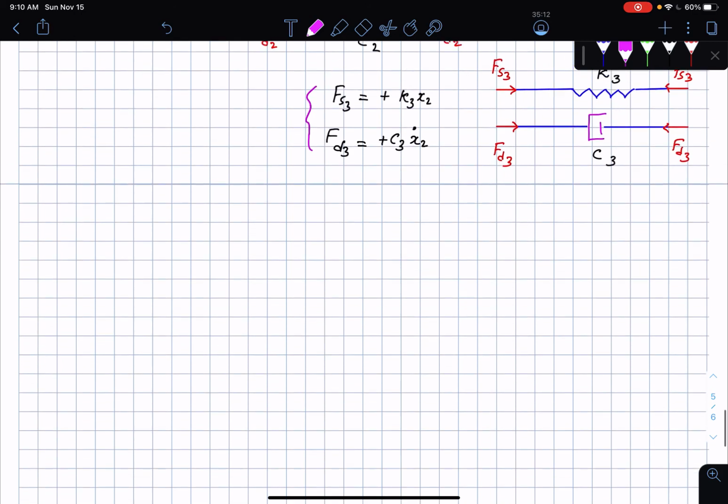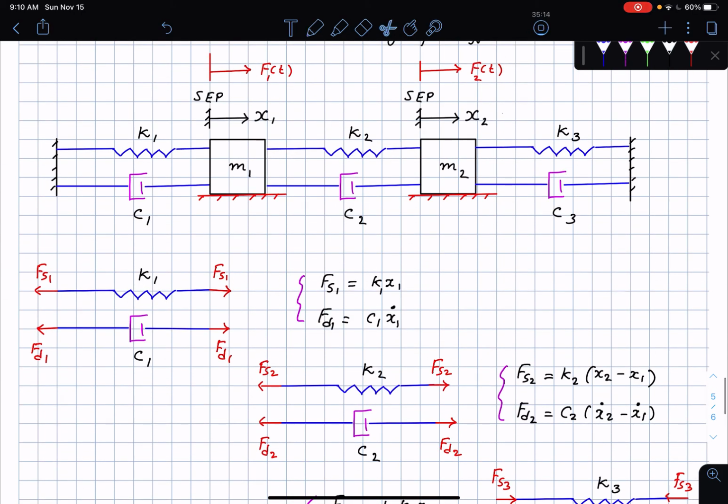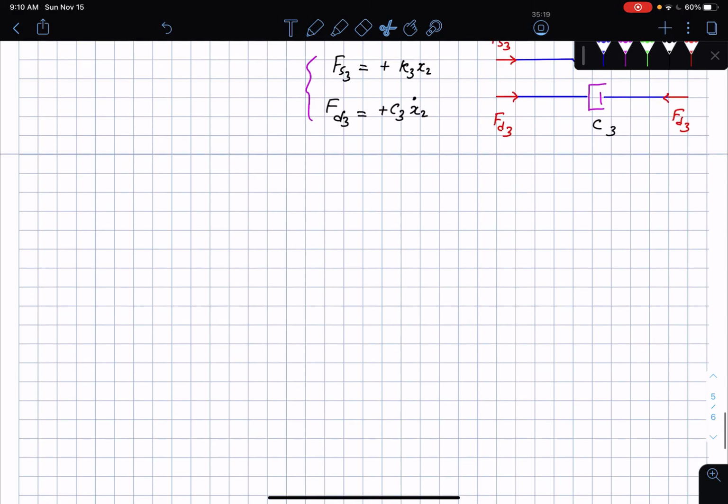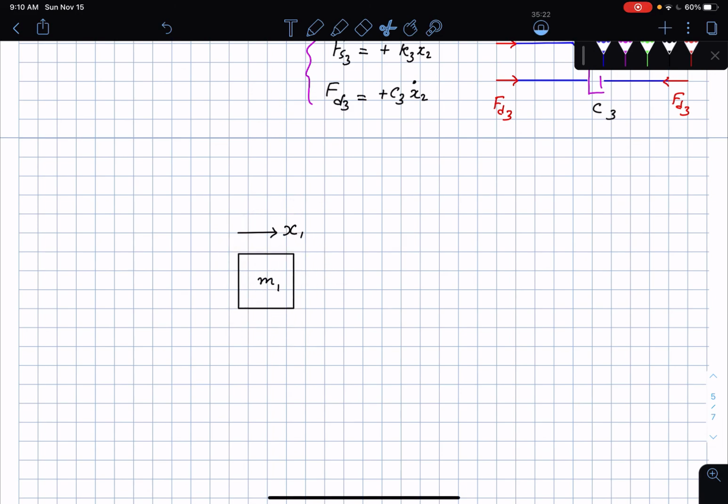Let me start off with the mass M1. There's a force applied on this mass, so I'm going to grab all of this, copy that, and bring it down here. So here is the mass M1, and we of course have to say that this was the origin of this mass, x1, x1 dot, x1 double dot.